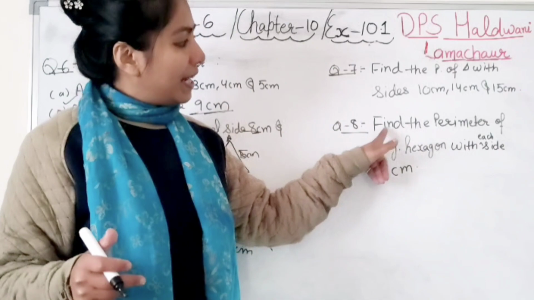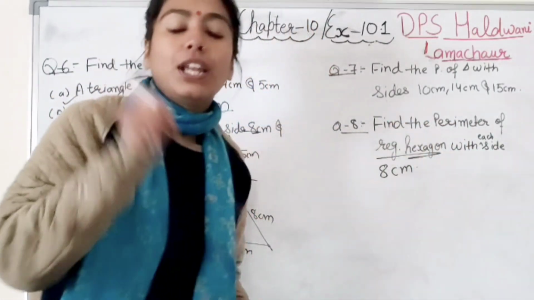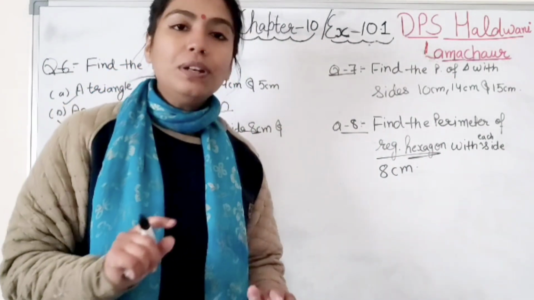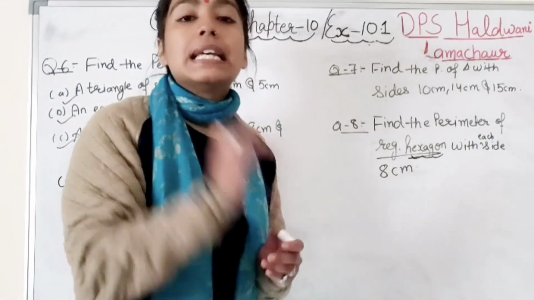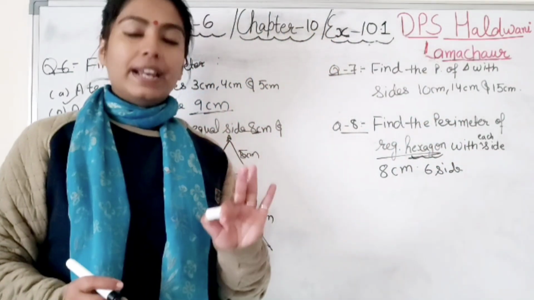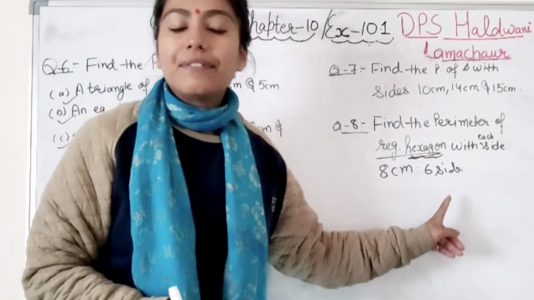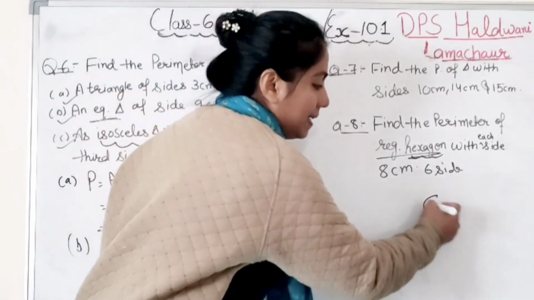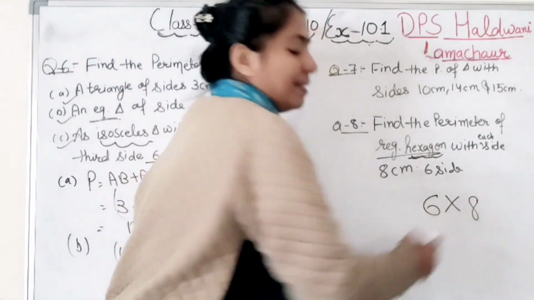Now, 8 part, find the perimeter of a regular hexagon. Now, student, whenever the word regular comes, it means every side is equal, right? Regular means equal side. Which figure is it? Hexagon. Hexa means 6 sides, right, student? So, triangle means 3 sides. Rectangle means 4 sides. Pentagon 5 sides. So hexagon has 6 sides. And it is a regular hexagon. So it means it has 6 sides and each side is 8 centimeter. It means 6 into 8.